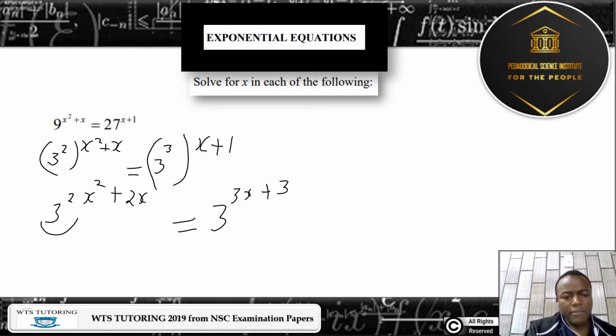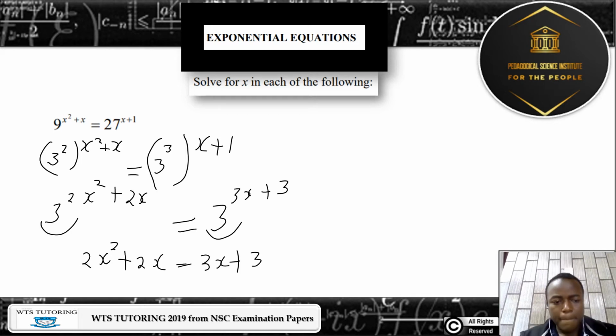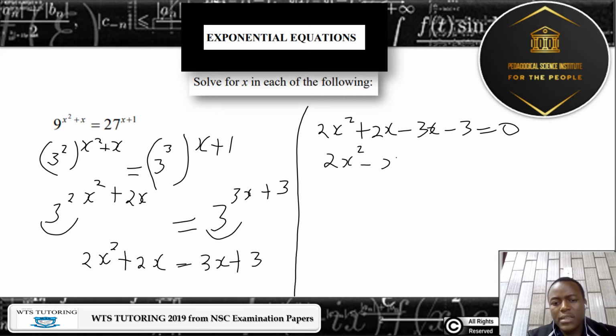Then now we have the powers of the same base. We can equate the exponent. So we just say 2x squared plus 2x is equal to 3x plus 3. Then now you can just transpose those things to the other side. Then I'll have 2x squared plus 2x minus 3x minus 3 is equal to 0. Then it will be 2x squared minus x minus 3 is equal to 0.